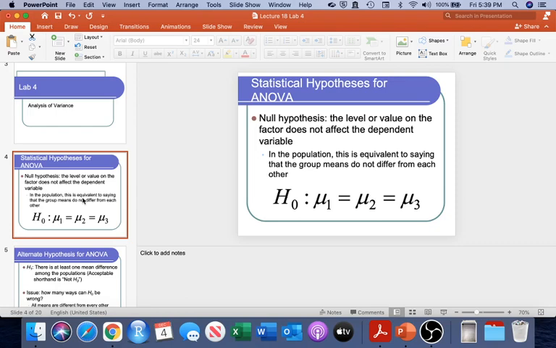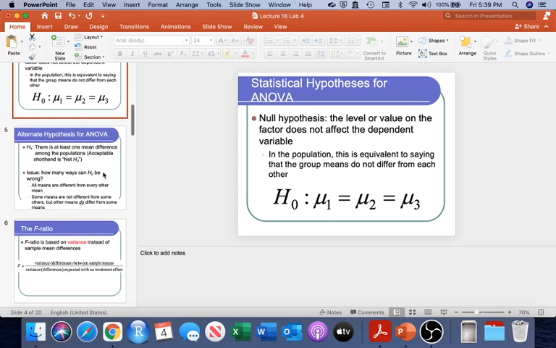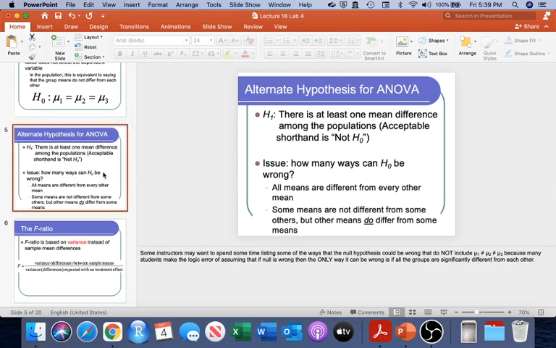So the null hypothesis for ANOVA is that in the population, all of the means will be equal to each other, that none of the means will differ from each other. The alternative hypothesis is that at least one mean will not be the same.